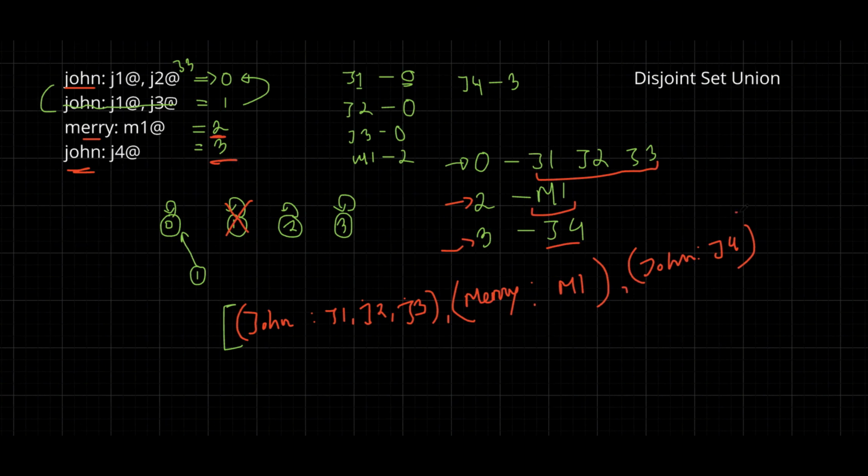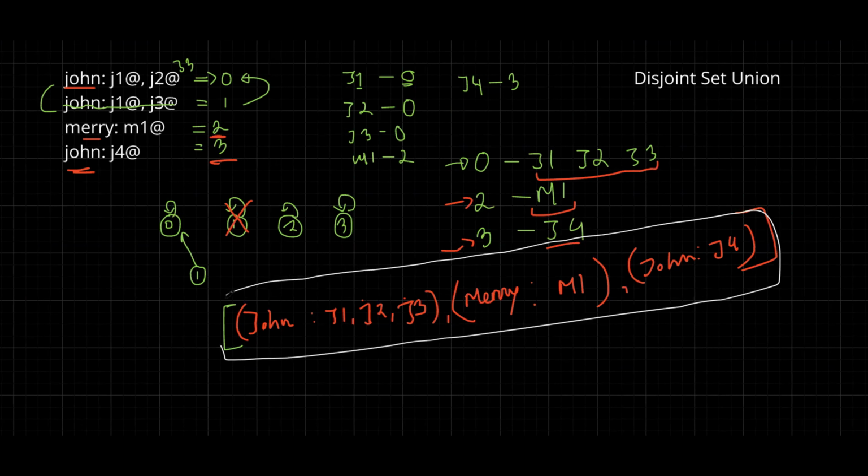Now we have seen that this is basically our desired output, and we have merged account 1 with account 0, and for each entry we have found the corresponding emails after the merging. I hope you understand how the disjoint set union is used here to solve this problem. Now let's move on to the code.